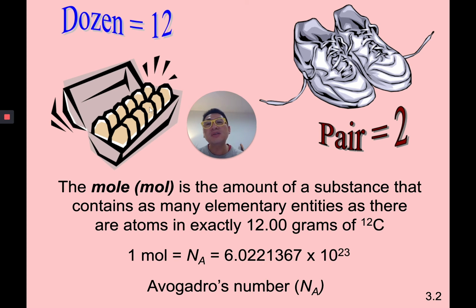If you have 12 atoms, you have a dozen atoms. If you have 2 atoms, you have a pair of atoms. If you have a mole of atoms, you have 6.022 times 10 to the 23rd atoms. So a mole is a number, that number being 6.022 times 10 to the 23rd of anything. That number is called Avogadro's number.